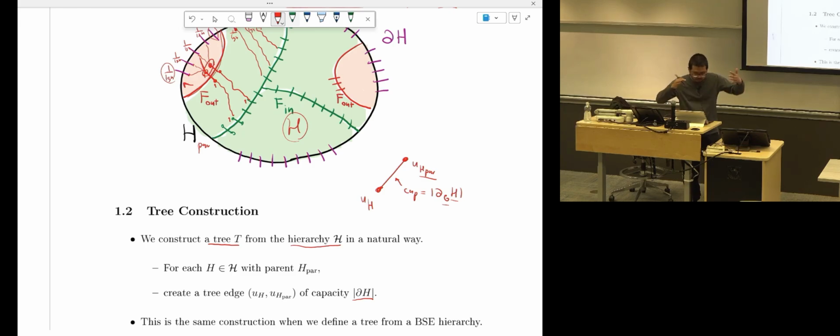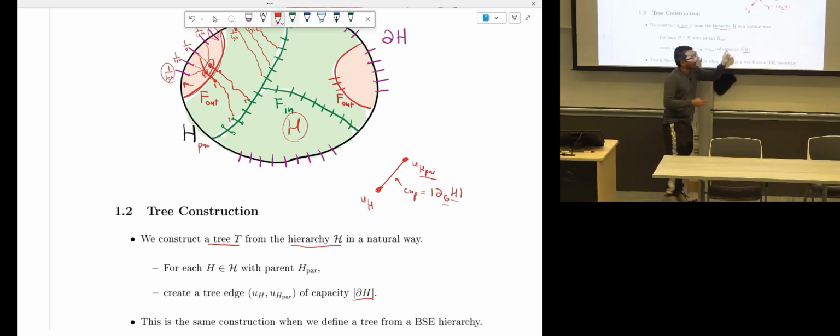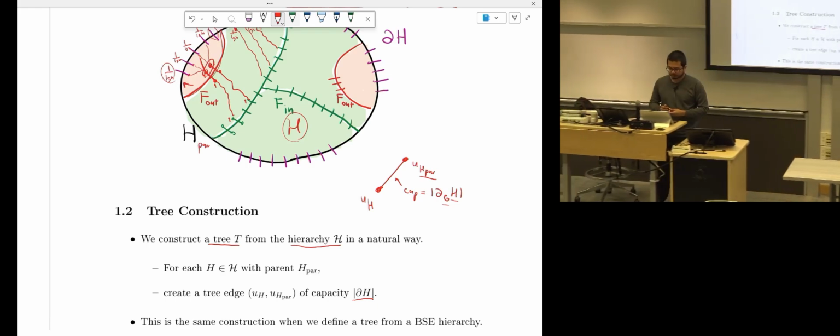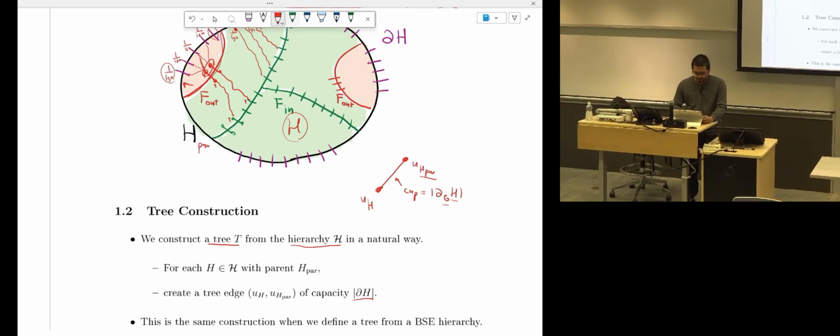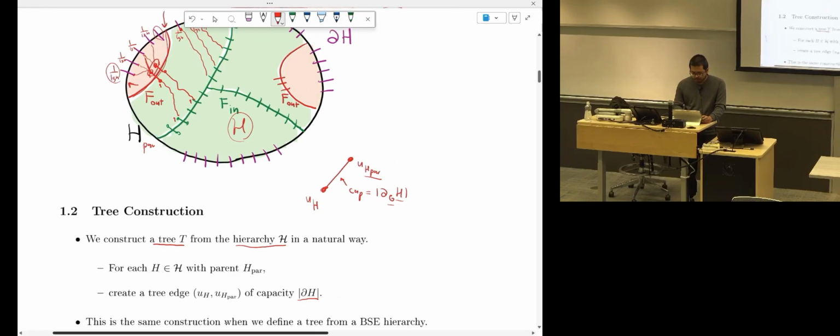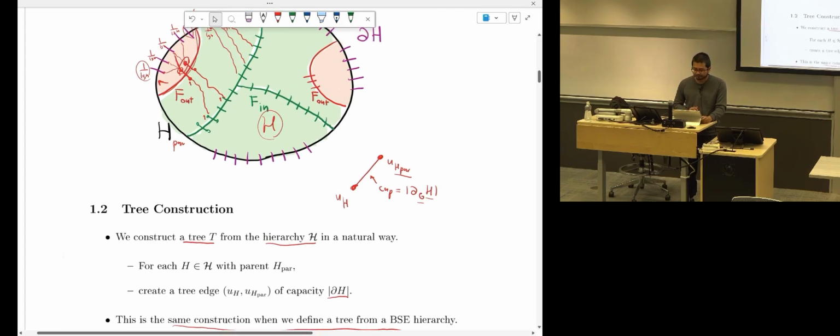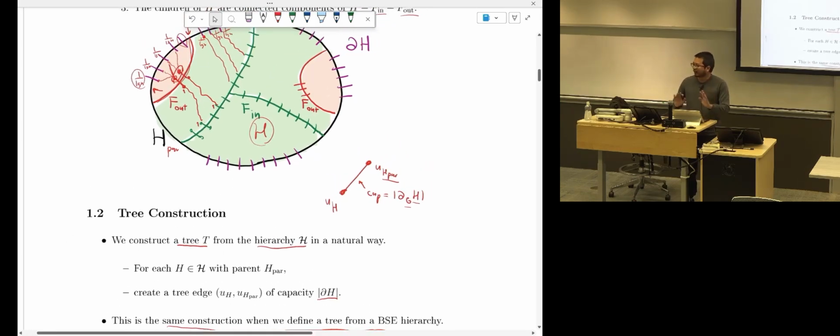And you do this for every cluster, and that will give you the tree. This is the same construction as when we defined a tree from the BSE hierarchy, if you recall. Question about how we construct a tree?